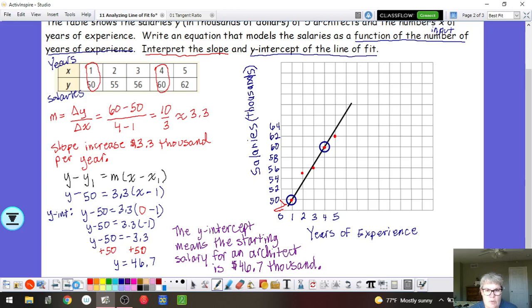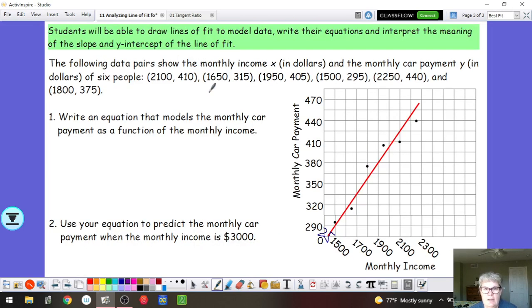In the next example, we have data comparing monthly income with a monthly car payment. As you can see, the scale is already showing a break. A line of fit has already been drawn in, and we are tasked with writing an equation that models the monthly car payment, and then to use that equation to predict the car payment for a monthly income of $3,000. As you can see, our graph doesn't go out to $3,000 for an income. So this is when we would use our line of fit to make a prediction. So let's start with writing the equation.